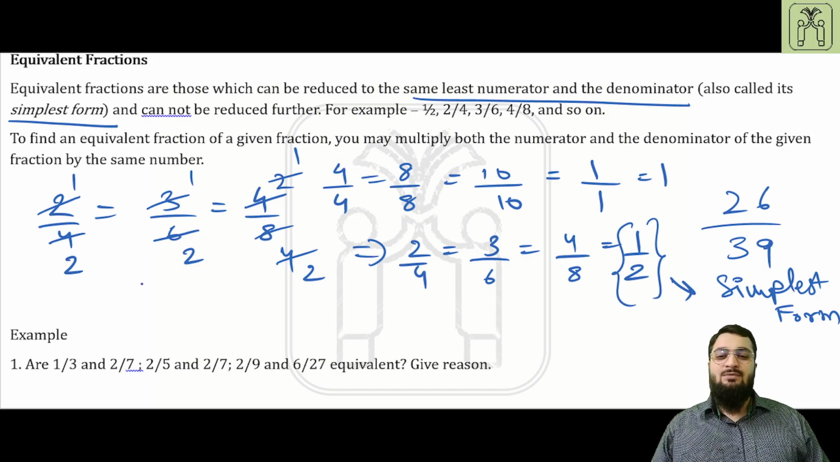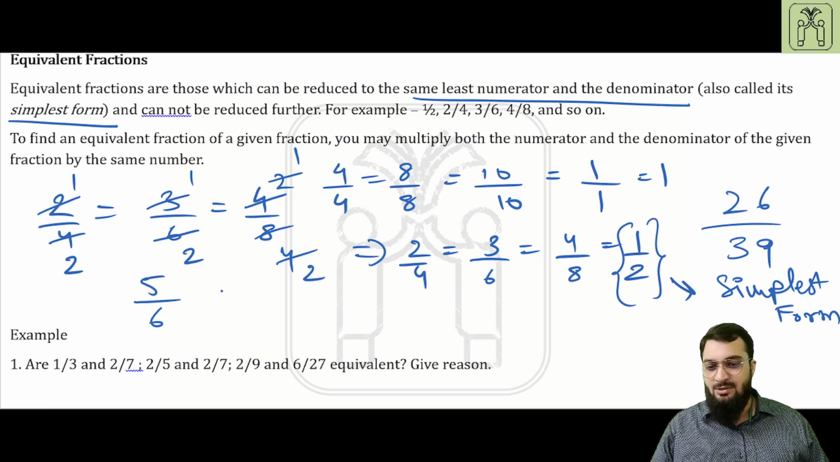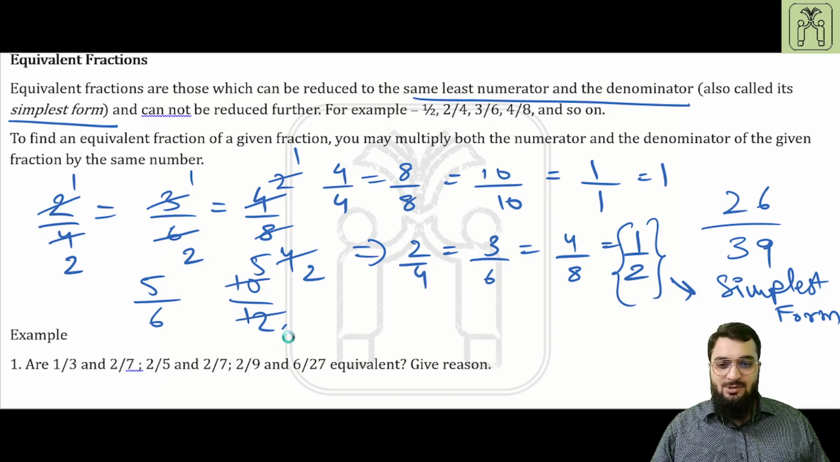Let's say I give you the fraction 5 upon 6. Can it be converted into a simpler form? No, it cannot be converted, as it is already in the simplest form. But if I give you 10 upon 12, can this be converted? Yes, 2 will be the common factor, 5 times and 6 times, and this will give you its simplest form, 5 upon 6.